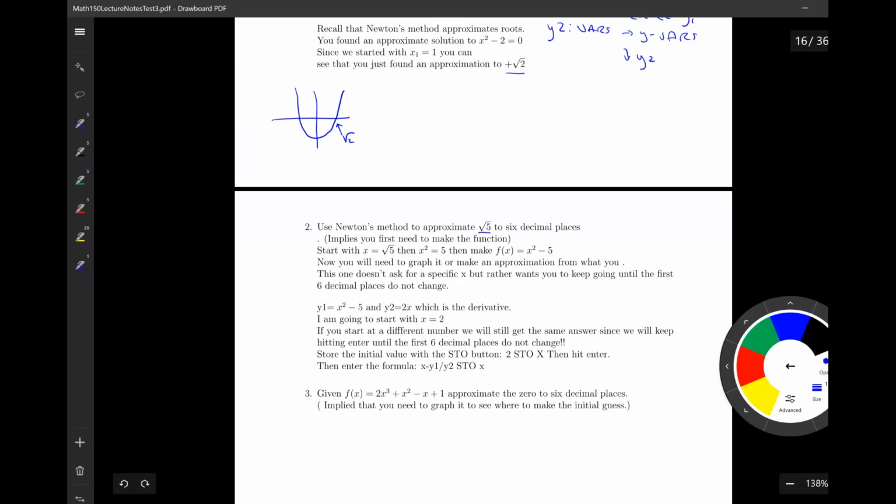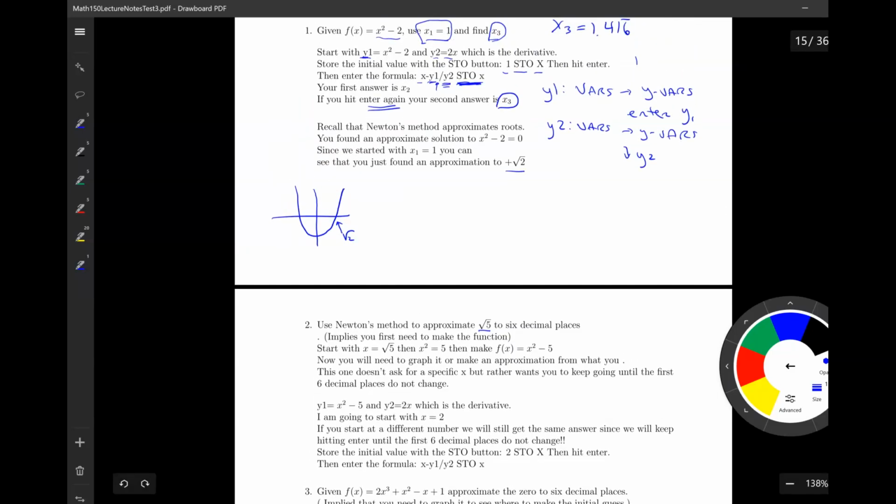All right, so thinking about what we just did, we want the function to be y equals x squared minus 5, so that when I set it equal to 0, I get x equal to the square root of 5. Just like before, when I had y equal x squared minus 2, set that equal to 0, that gave me x equal plus or minus root 2. So I'm wanting to find x equal the square root of 5. That's how I came up with this function. It takes a little bit of thought.